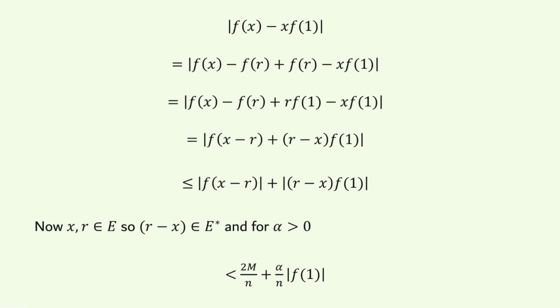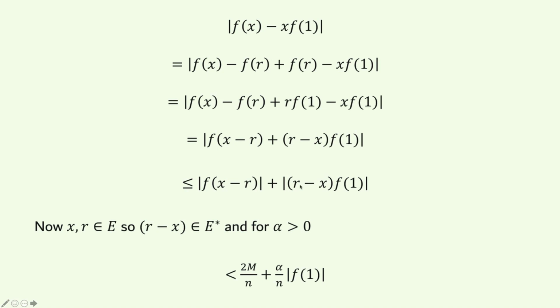And so r minus x is part of E star, right? So we know that f of x minus r can then be strictly smaller than 2m over n using the property that we showed. And f of 1 being a constant can be pulled down because r minus x is in E star. We know that we can make it arbitrarily small.